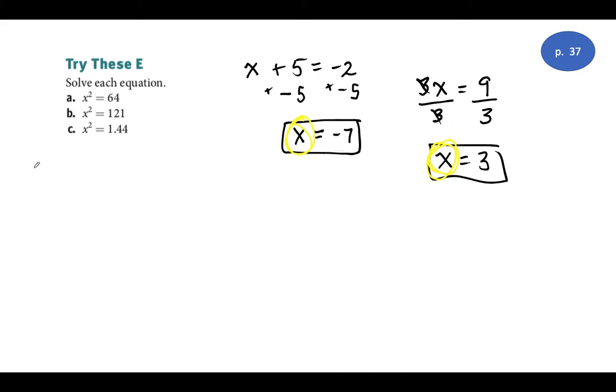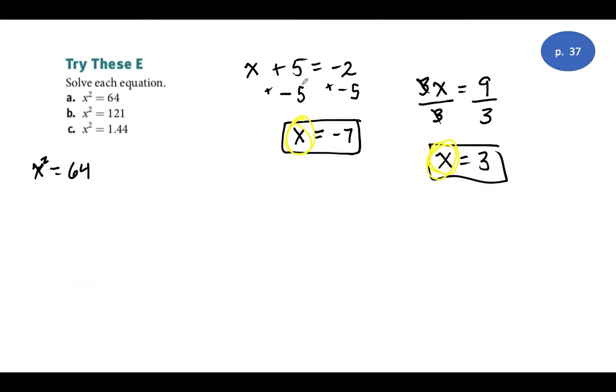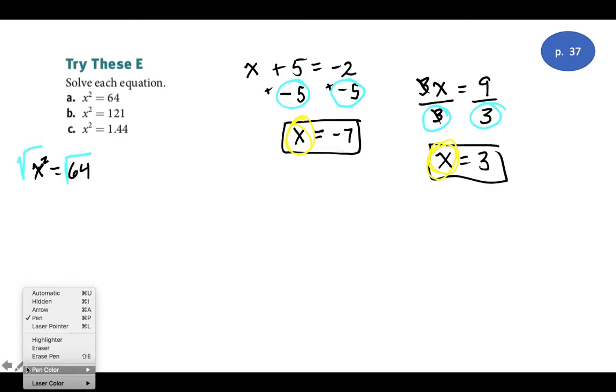So let's look at this equation right here. x squared is equal to 64. My goal is to get x by itself without the squared. And we now know that the inverse of squaring is square root. So that's what you're going to do, and you're going to do it to both sides, just like you added a negative 5 to both sides, and you divided 3 on both sides. You're going to take the square root on both sides. Please show me that work on your quiz to get full credit.